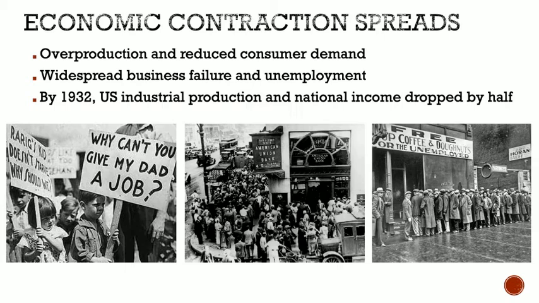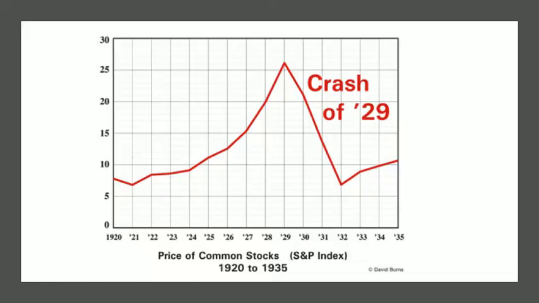Massive unemployment, 25% unemployment. You could see from these images people lining up to get free food, free coffee, people out looking for a job, not being able to find it, people waiting in bank lines to try to pull out their money from the banks and banks not having enough money. So people were losing their entire life savings. You could see the price of common stocks and how big of a hit the crash of '29 took, going back down to 1921 levels. So all the gains that had been made in 10 years were lost.